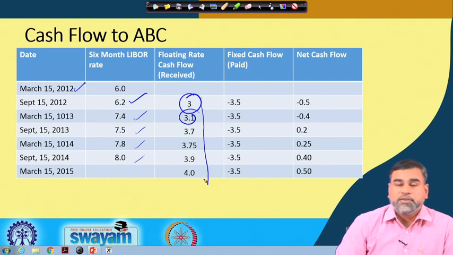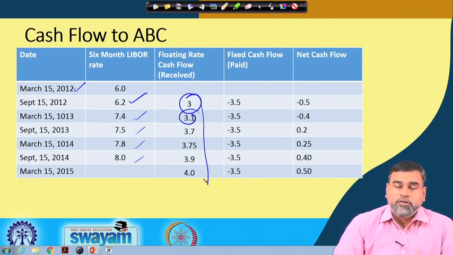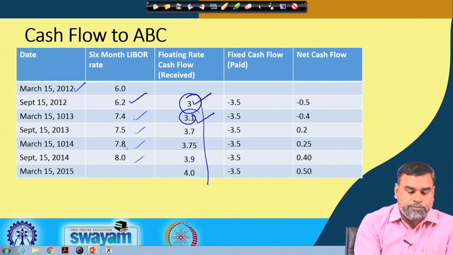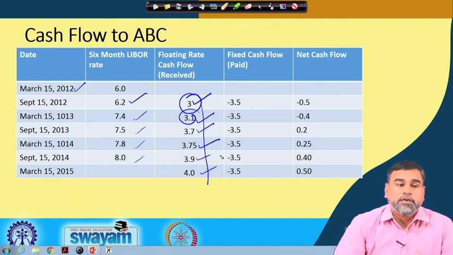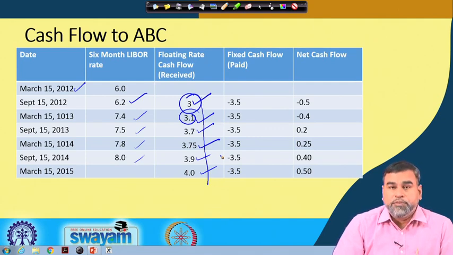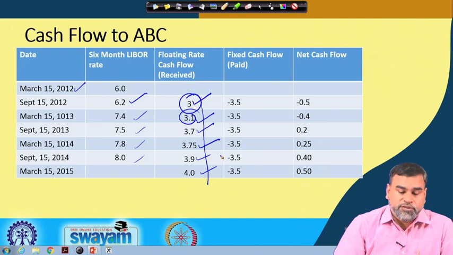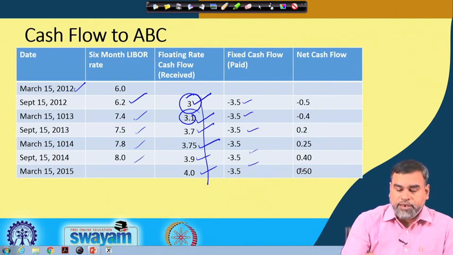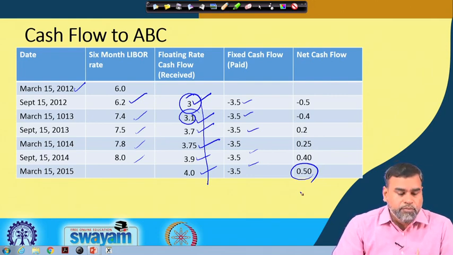These are the cash flows they will be receiving, calculated on the basis of the principal amount. That means on 6 months at 6% interest on 100 crore, that is 6 crore divided by 2, 3 crore, then 6.2, 3.1 crore, then 7.4, 6.7 crore, 7.8. Like that they will get 7.5, 3.75, 3.94, those are the cash flows they will be receiving. And how much are they paying? It is fixed because that is 7% interest, so every 6 months they will be paying 3.5, 3.5, 3.5. So if you see the net cash flow, at the end of the day the net cash flow is positive, that is 0.50 for the company ABC.